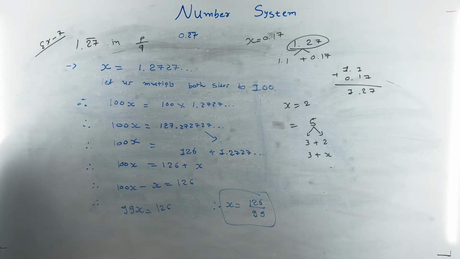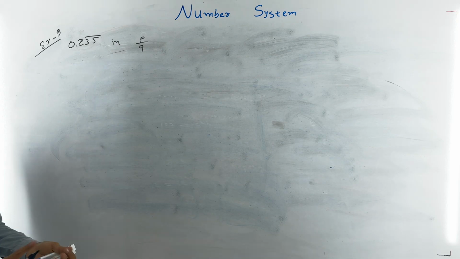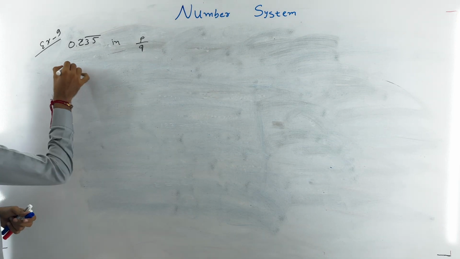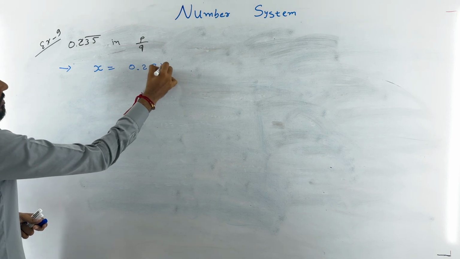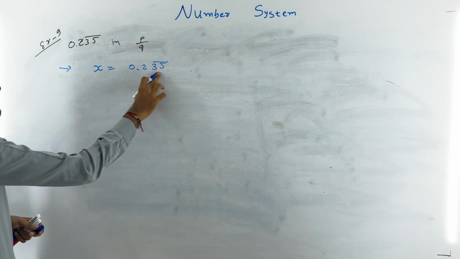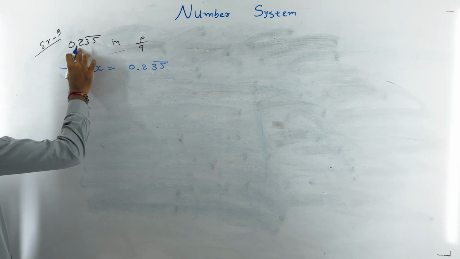Now we will move on to example number 9, 0.235. Here is another example of the same kind. We will do the same process that we have done earlier in those two examples, right? First, we will assume that x equal to 0.235. Here you will see that the bar is on these two digits only, that is 35, not on the 2, right?